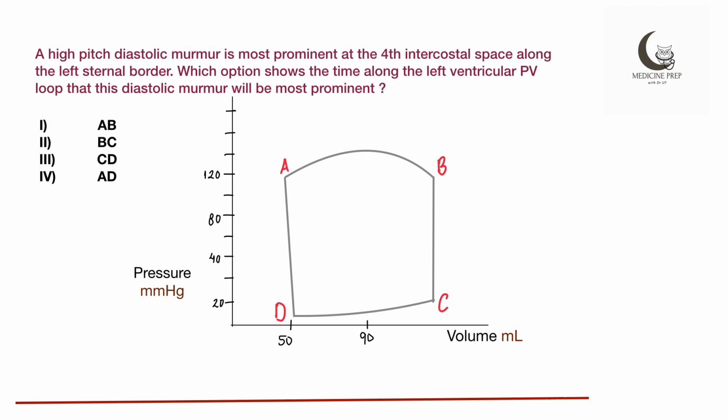Now, let's put our understanding to practice. Try solving this question and also draw the PV loops for mitral stenosis and mitral insufficiency. The solutions are given in the comments.